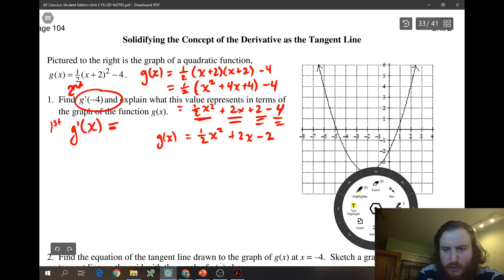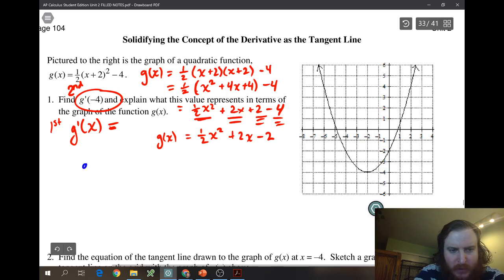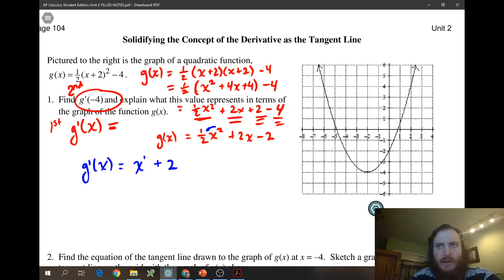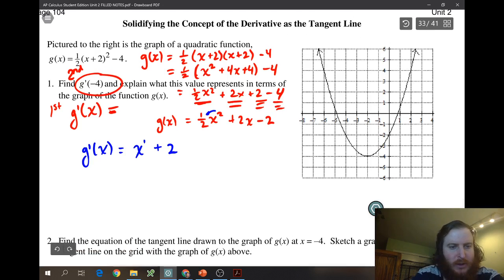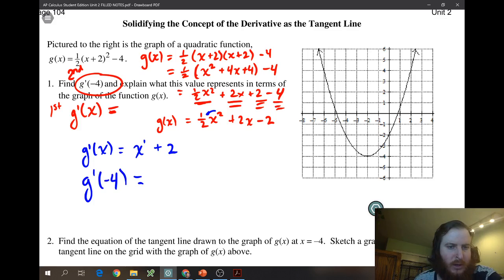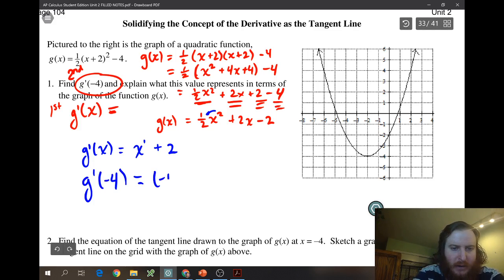Now if we want to find g prime of x, we take the derivative of that. For g prime of x, 1/2 times 2 is just 1, so that's x to the first power, and then plus 2. The minus 2 goes away. So our derivative is just x plus 2. Now that we found the derivative at any x, we can plug in -4, and really we can plug in any number to the derivative x plus 2. So this is -4 plus 2, which is -2. That's our answer: g prime of -4 is -2.